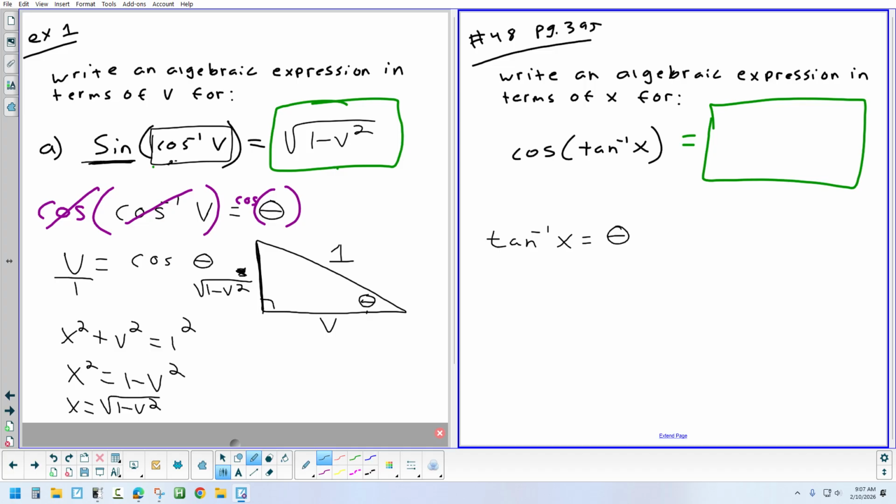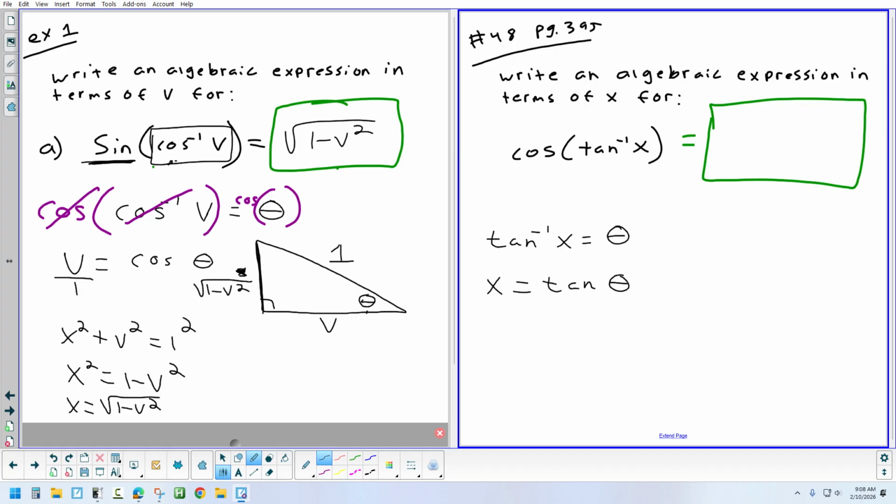Okay, so we know that when we do the inverse tangent of x, it's going to be equal to an angle, some angle. And now, what do I do to that equation to get it ready to draw in a diagram? Yeah? Use tangent to cancel out the inverse. Yep, we're going to take the tangent of both sides. And now you know that the tangent of your angle is x.